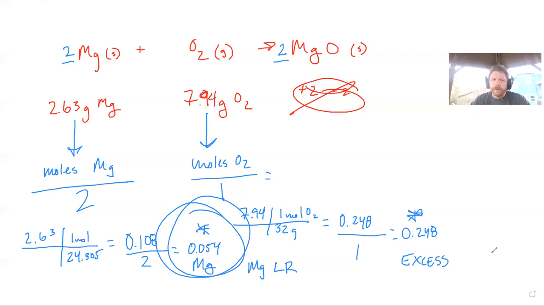Now, there are two more parts after this. The next part reads, the reaction goes to completion, but in the process of recovering the product, some of it was lost. The percent yield for the reaction was 84.3%. How many grams of our product are recovered?